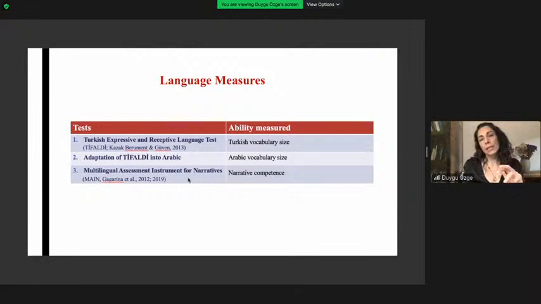So this test was available both in Turkish and Arabic, so we used that test in both languages. I have to underline that it was a very difficult task completing all of these experiments and tests with children. And we worked during the pandemic. We were in different cities: Antep, Antakya, Ankara.